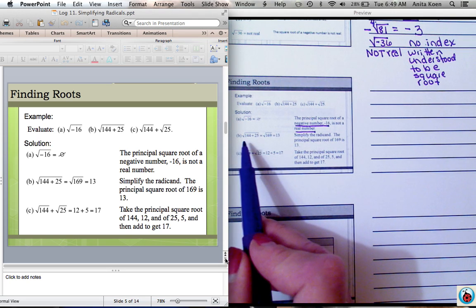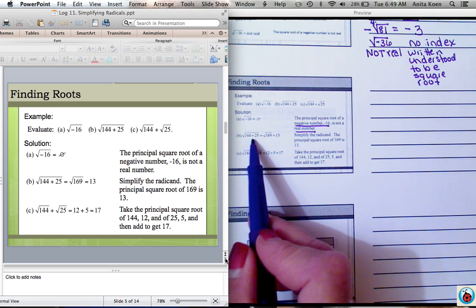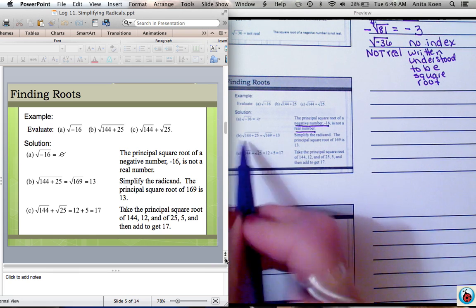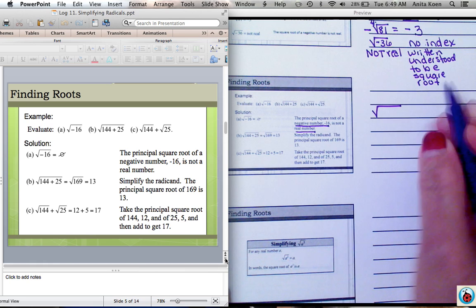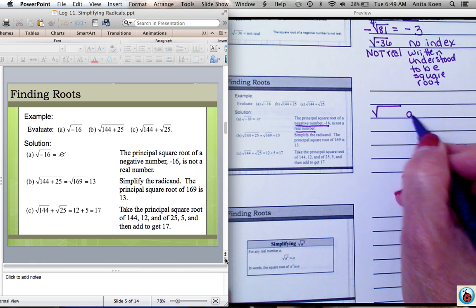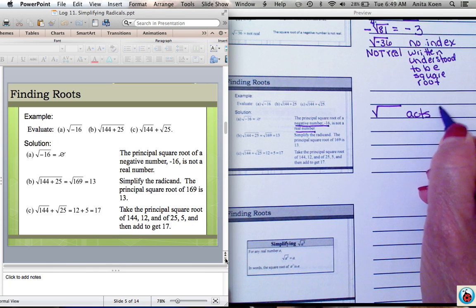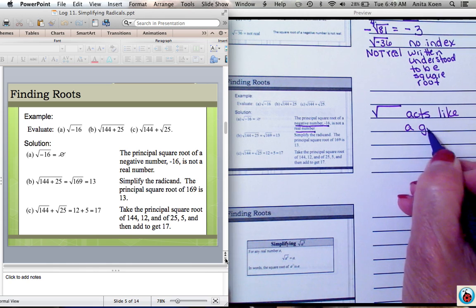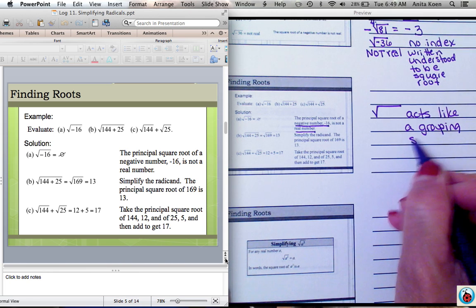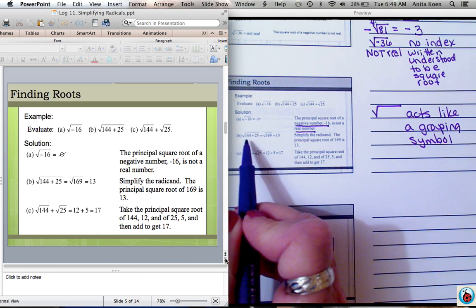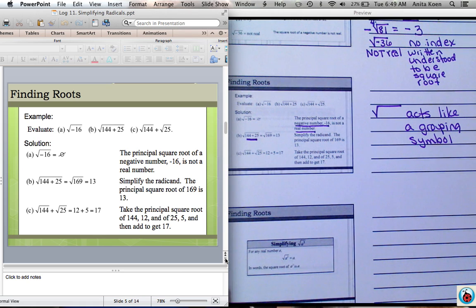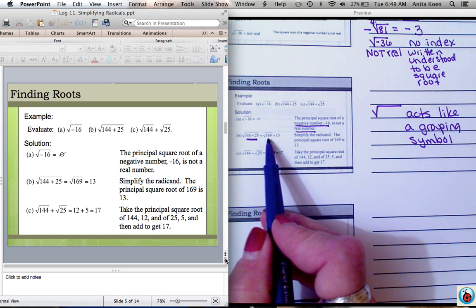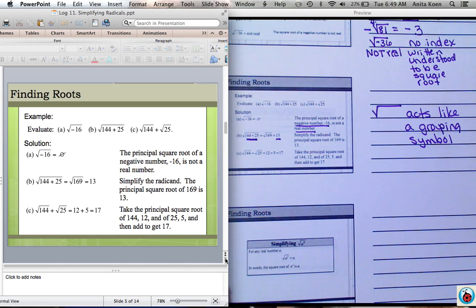Let's look at letter B. The square root of 144 plus 25. The square root symbol, that radical, acts like a grouping symbol, and we have to do what's inside the grouping symbol first. So we're going to add these two together first, and we're going to get the square root of 169. And then I'm going to know that the square root of 169 is 13. So the principal square root of 169 is 13.